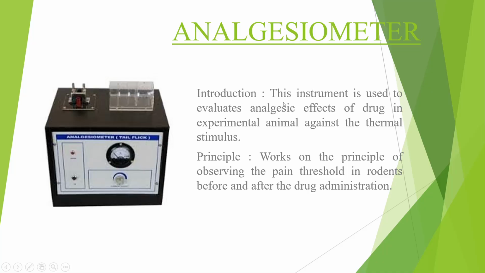The introduction of this instrument says that this instrument is used to evaluate analgesic effects of drugs in experimental animals against thermal stimulus. So, this instrument is used to evaluate and study analgesic effects of drugs in animals, by thermal stimulus. Thermal means heat, and stimulus is the reaction according to the condition. So thermal heat is the condition, and stimulus is the response to that. And through that, the tail flick method is performed.